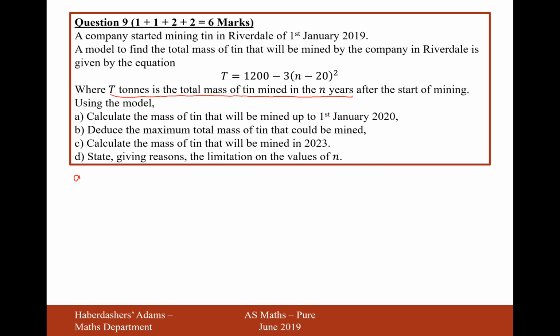So let's answer part A. Calculate the mass of tin mined up to the 1st of January 2020. Well, in that case, that would just be substituting in n equals 1. So then T will equal 1200 minus 3 lots of (1 minus 20) squared, and that will give us 117 tons.